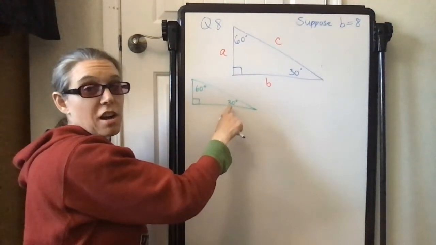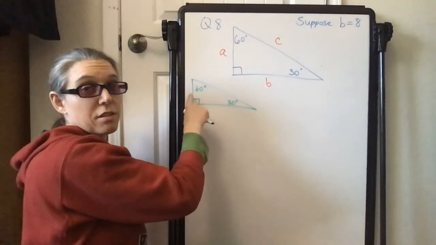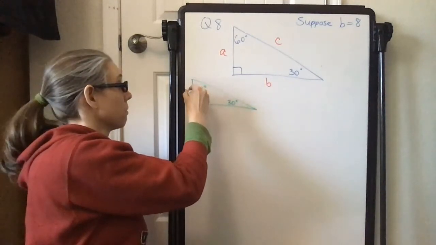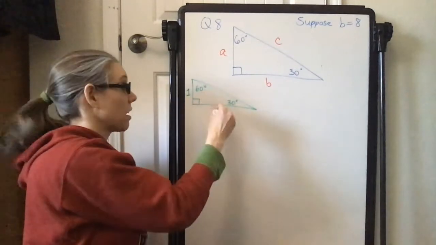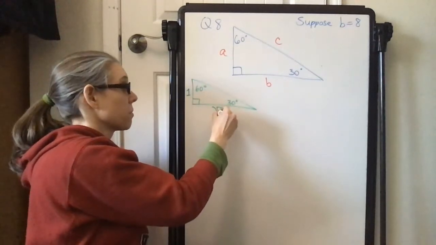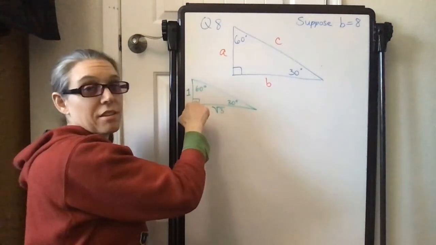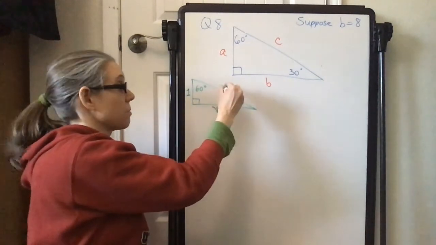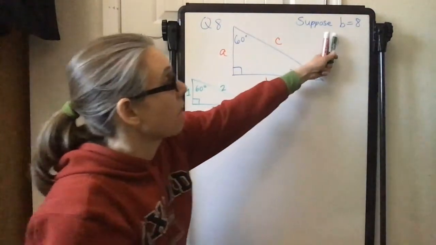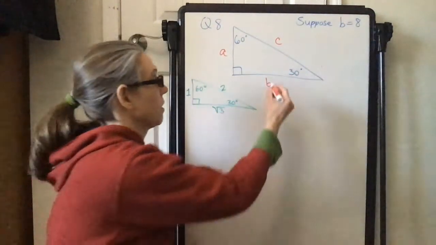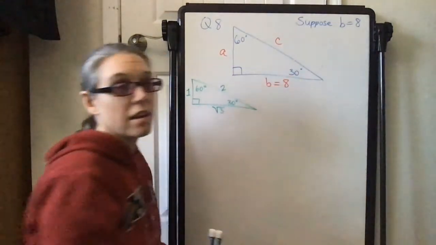Smallest angle is opposite the smallest side, so here's the Baby Bear. Medium angle is opposite the medium side, here's the Mama Bear. Biggest angle is opposite the biggest side, here's the Papa Bear. I'm going to add B is equal to 8. I'm going to add 8 to the diagram.